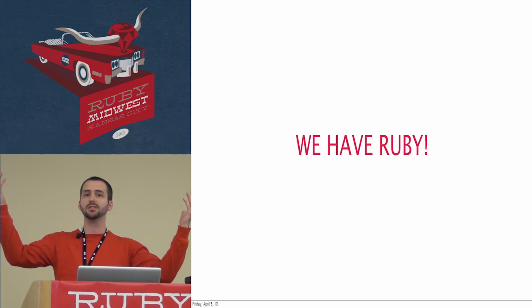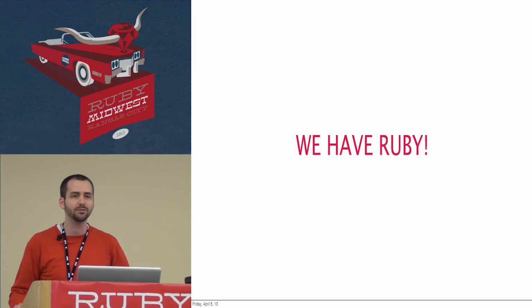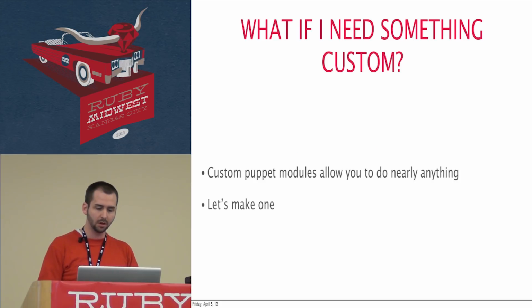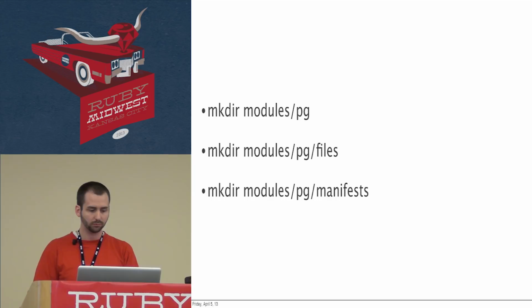OK, we have Ruby installed. Isn't that great? Just a few lines of configuration. So what if we want to do something custom, something different? You can create your own Puppet modules. They're not that complex, and we're going to walk through creating one.